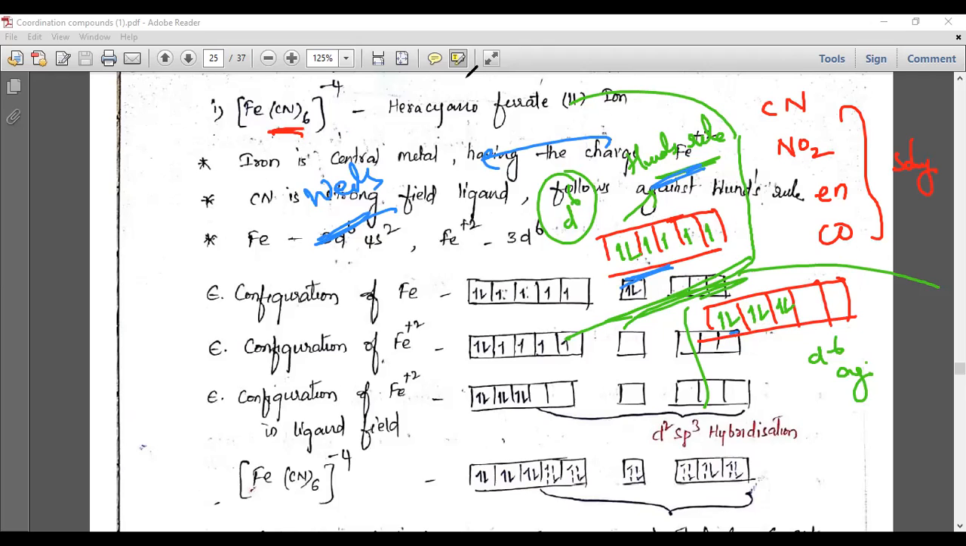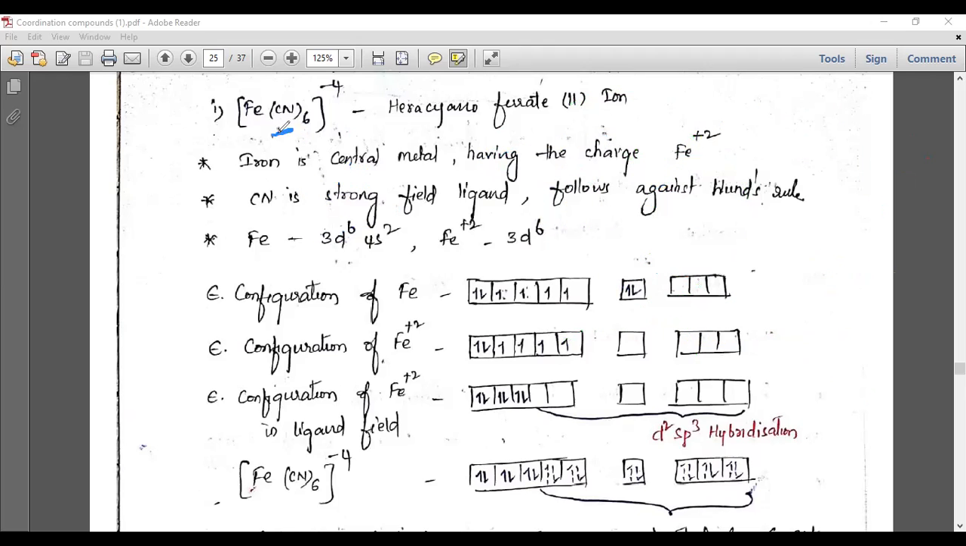So let us understand these things here. First it is cyanide. Cyanide is definitely a strong field ligand, so it doesn't follow Hund's rule.